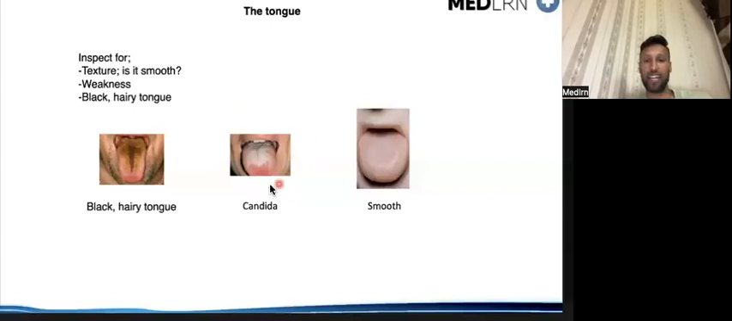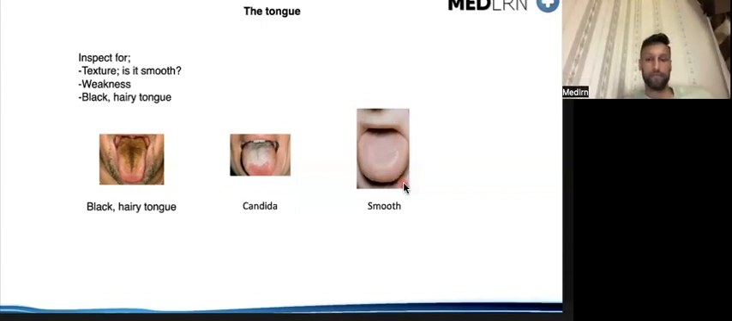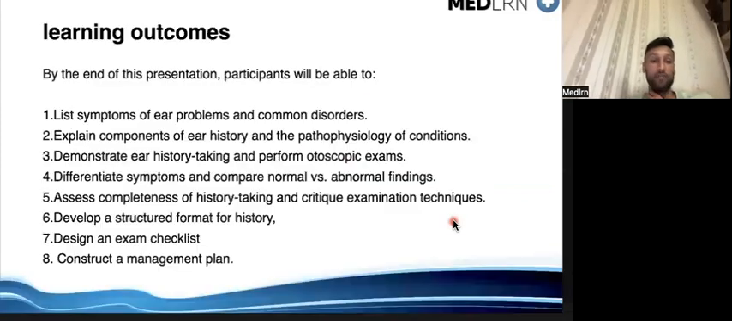Candida, you must have seen Candida. Candida's there. And then we have the smooth tongue as well. The smooth tongue is something that looks quite smooth, and again, it's because of iron deficiency, folic acid deficiency, and so on. Yeah, bad oral hygiene, correct, correct.